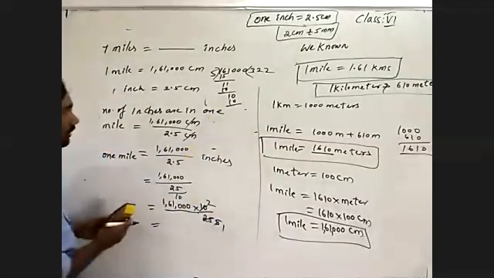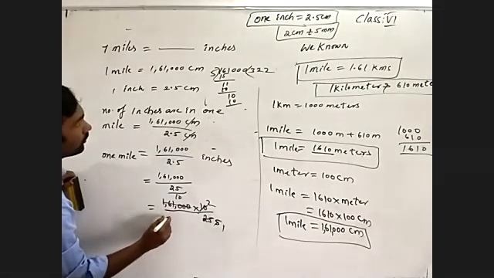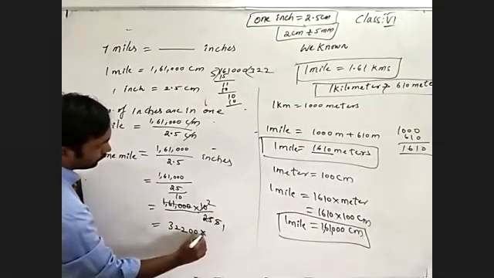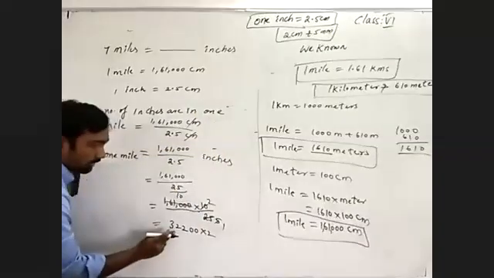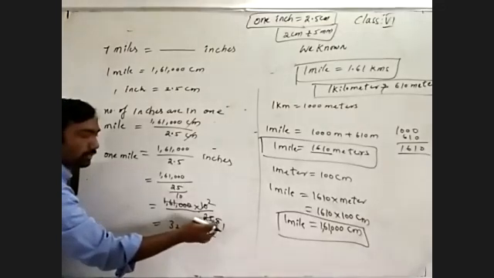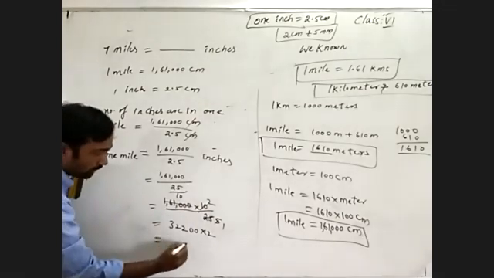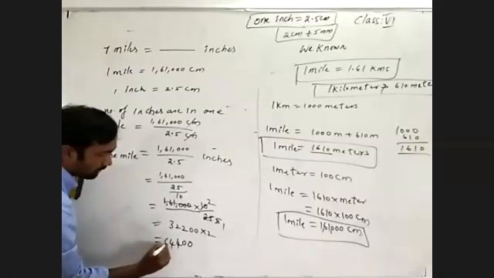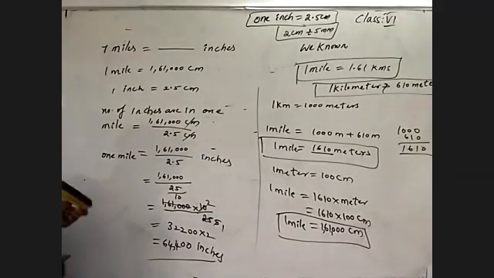Finally, by doing the division we got 322, meaning 32,200. Then 1,61,000 into 2 is already there. So by that, 32,200 into 2 is 64,400. So 64,400 inches are present in that 1 mile.